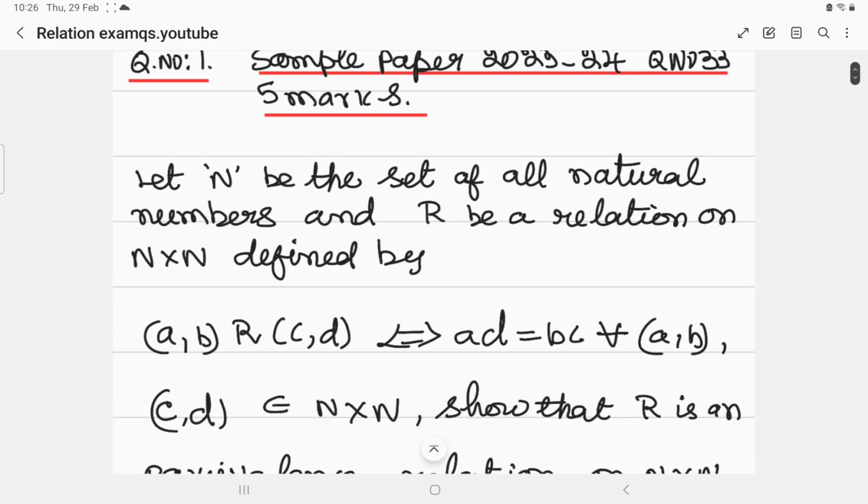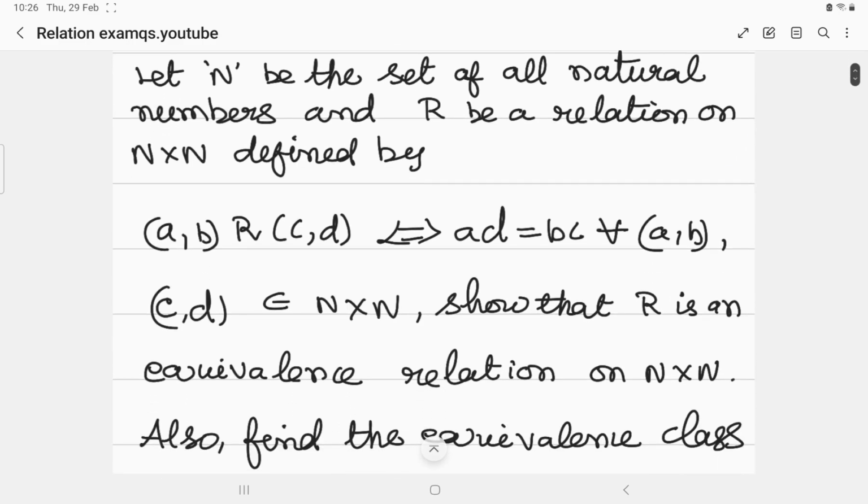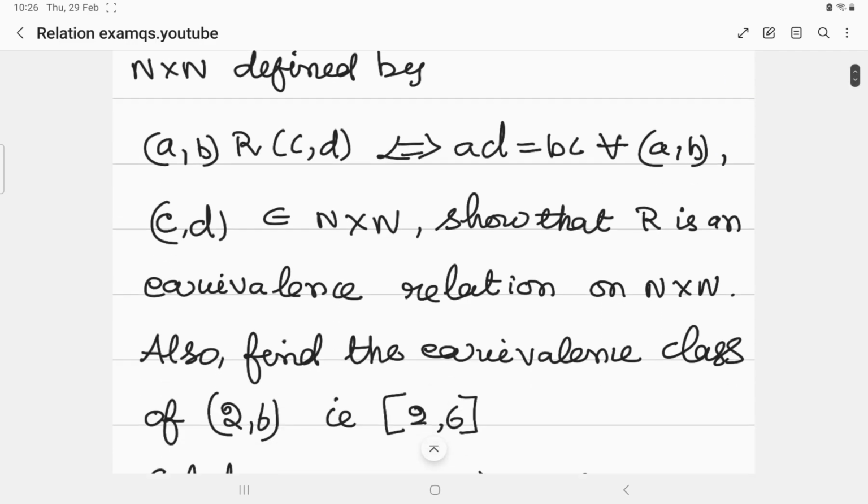Let N be the set of all natural numbers and R be a relation on N cross N defined by (a, b) R (c, d) if and only if ad = bc for all (a, b) and (c, d) belonging to N cross N. Show that R is an equivalence relation on N cross N. And also find the equivalence class of (2, 6).